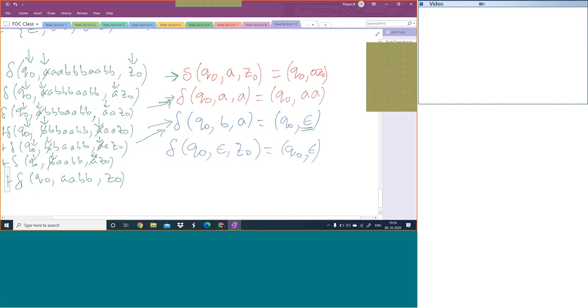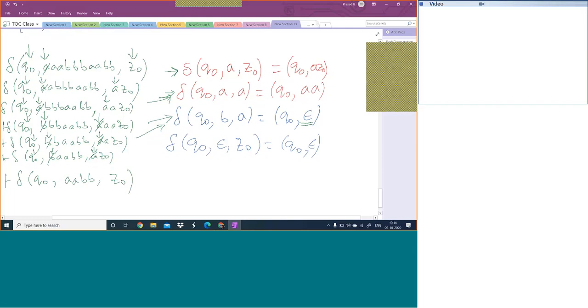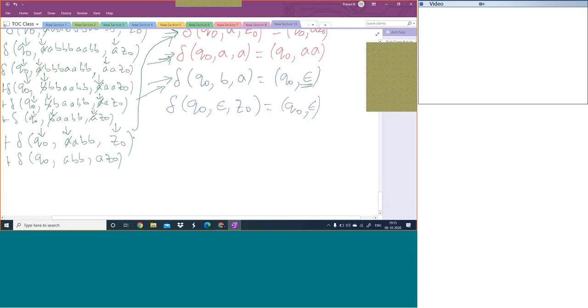This present situation is matching with this move. So according to this move, what happens here? This A is scanned, this is the remaining input string, and the A will be pushed into the stack. And again Q0 comma A comma A. This is matching with this move. So this A will be pushed again. Q0 comma B, and this A will be pushed into the stack.